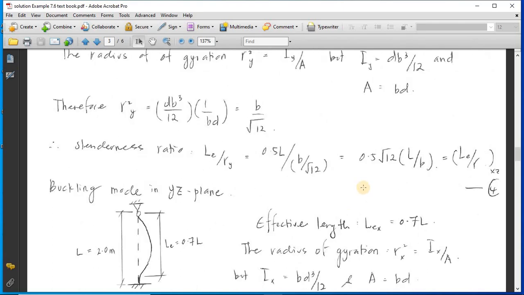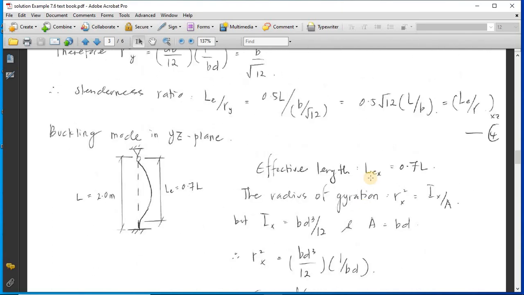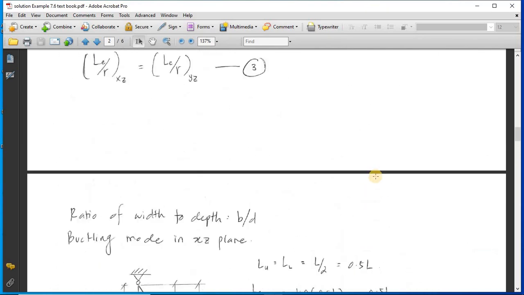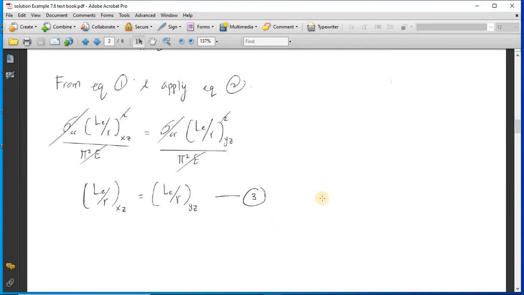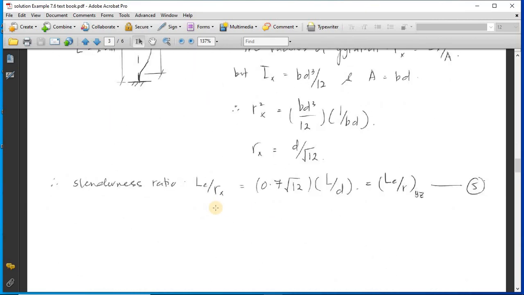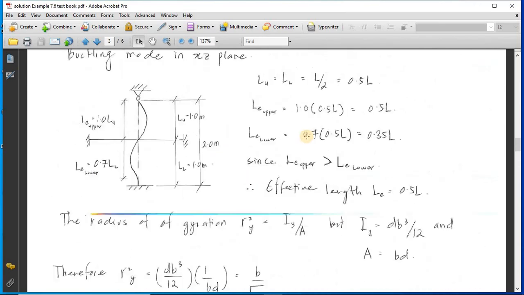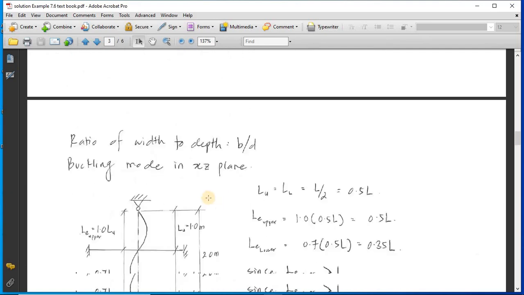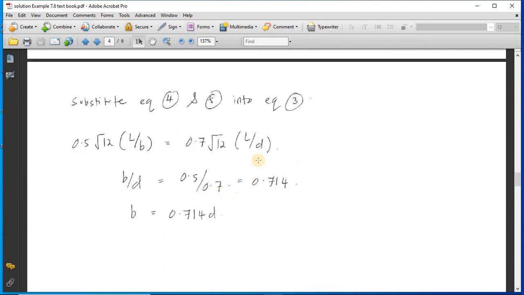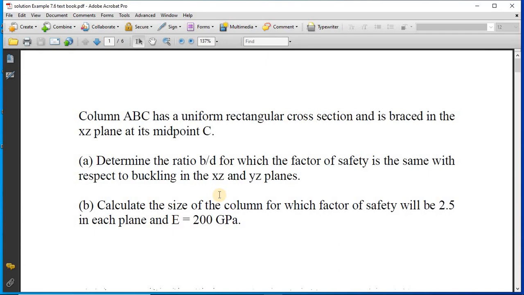So we can see that in equation 4 and equation 5, the dimensions of the column have appeared. Then we can proceed by substituting equations 4 and 5 into equation 3, which we defined here. By substituting those equations, you can see that B is equal to 0.714D. So basically we have solved part A. Let's move to part B.